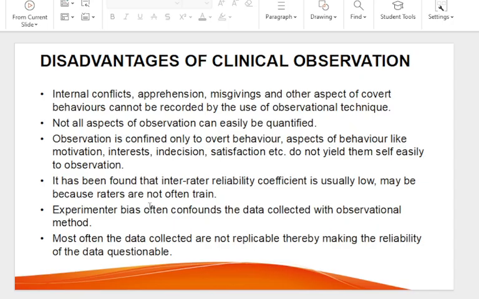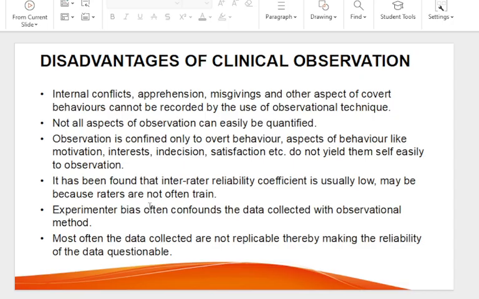Now, one thing we know about the empirical method is that it must be replicable. Your results, your data must be replicable, and this becomes a problem for clinical observation, because most times the data are not replicable because of varying situations, varying circumstances, and very internal movements that you cannot account for at that time.